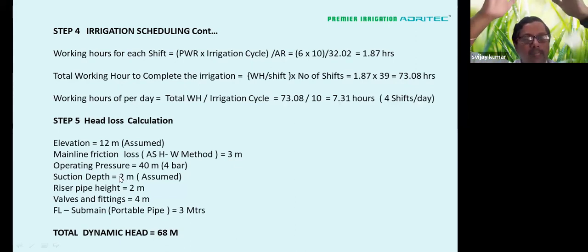The riser pipe, which takes the pipe up so that it can cover the whole area, is around 2 meters. With the valves and fittings, you have water flowing and friction loss, around another 4 meters. The friction loss in the sprinkler line, or portable pipeline, will be around 2 to 3 meters. When you total up all the head losses, the total dynamic head comes to 68 meters, unlike the earlier problem where we got only 41 meters. This is a bigger rain gun covering a larger area, so the head required is higher, and therefore the horsepower requirement is also going to go up.